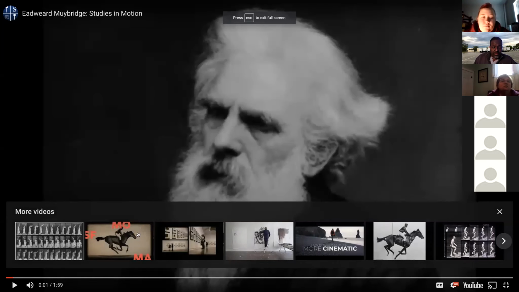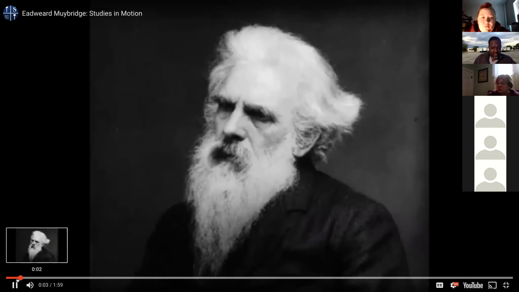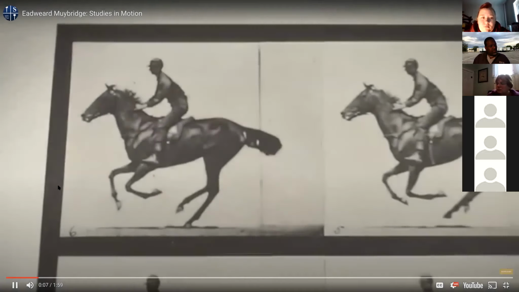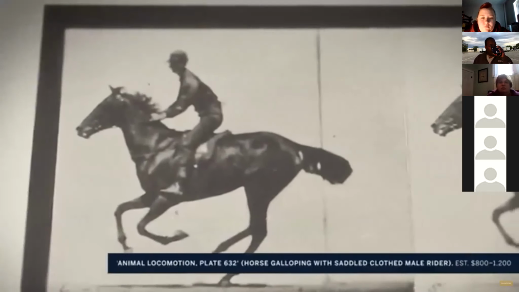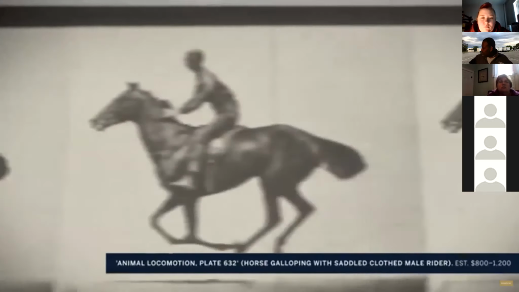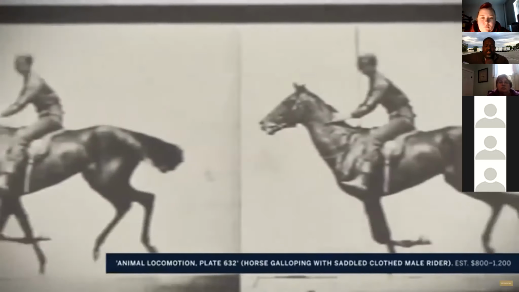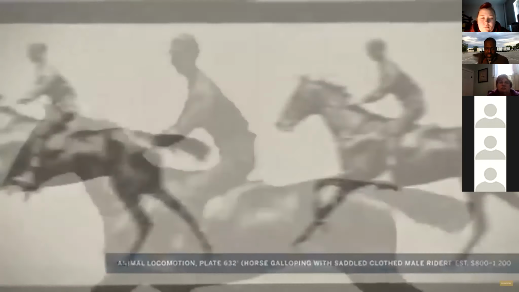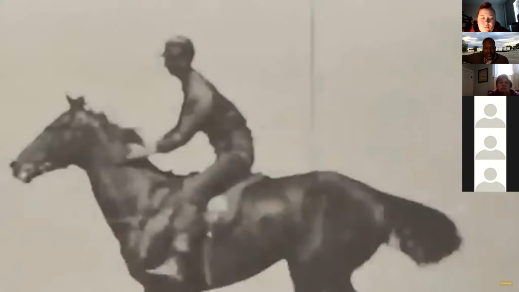All right. Edward Muybridge is famous for motion studies. Edward Muybridge began his career as a landscape photographer in 1867 and was based in San Francisco. He began his attempts to record movement in 1872, helping former California Governor Leland Stanford to settle a bet that his horse Occidental lifted all four legs off the ground while running.